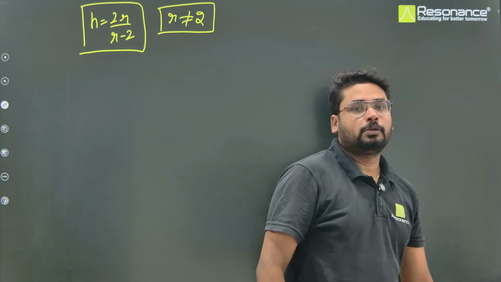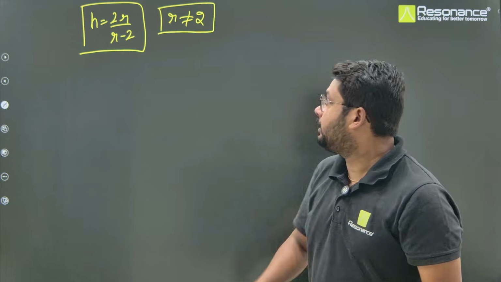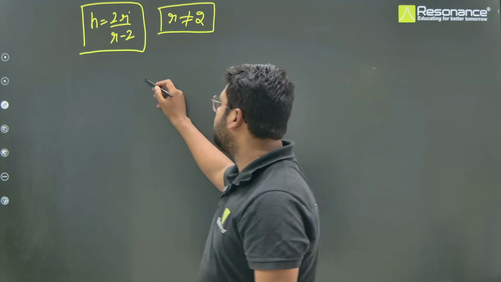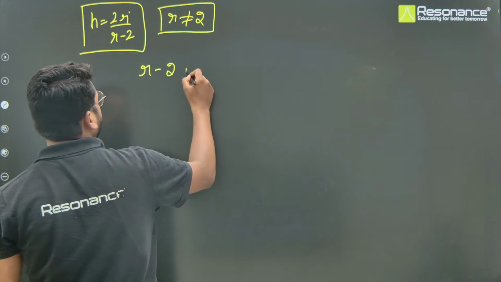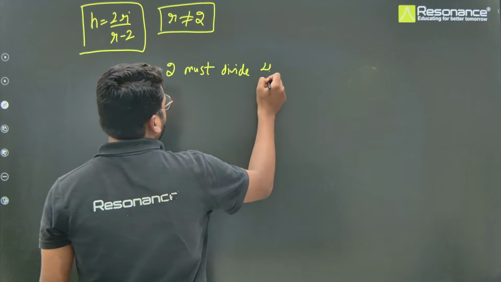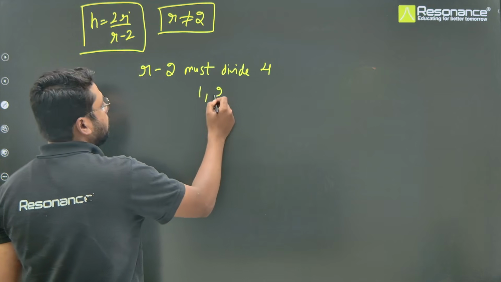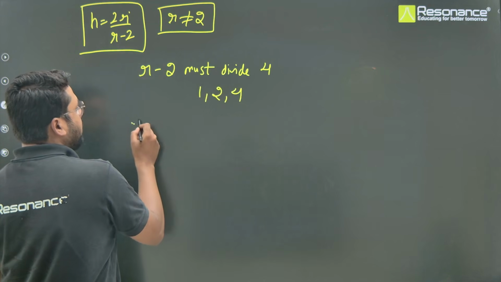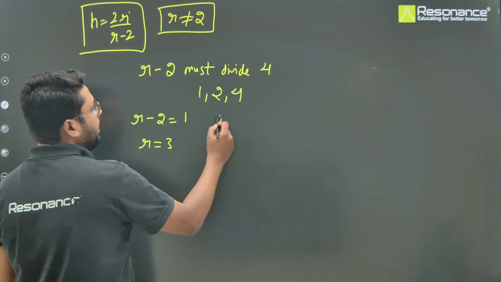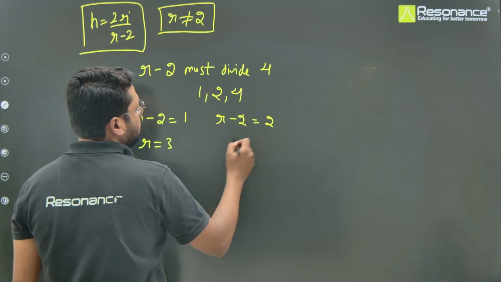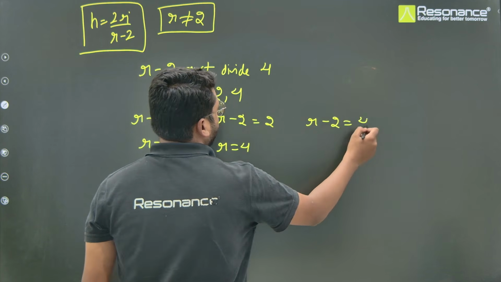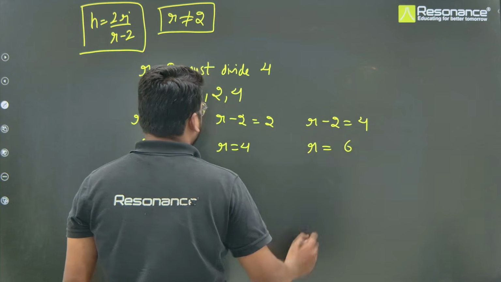Now for h to be a positive integer, this r minus 2, because 2r is a multiple of 2, r minus 2 must divide 4. So factors of 4 are 1, 2 and 4. If you pick r minus 2 as 1, r will be 3. If you take r minus 2 as 2, r will be 4. And if you take r minus 2 as 4, r will be 6.